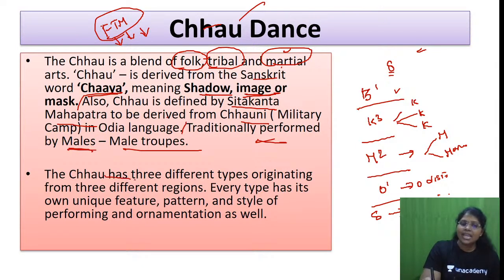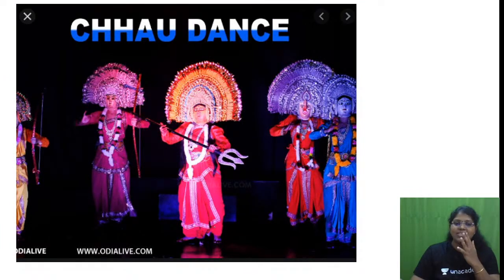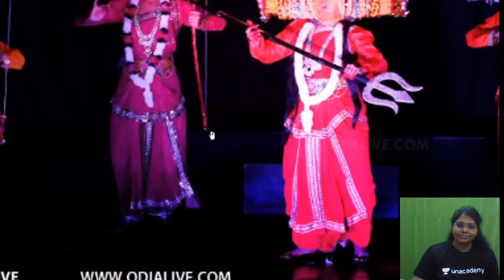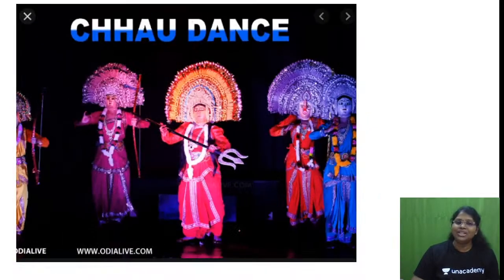Chhau has 3 different types originating from 3 different regions. Every type has its own unique feature, pattern, style of performing and ornamentation as well. Okay, Chhau dance, can you see this? Let me zoom it. Can you feel this difference? It's really scary, because it's a combination of folk, tribal as well as martial art.